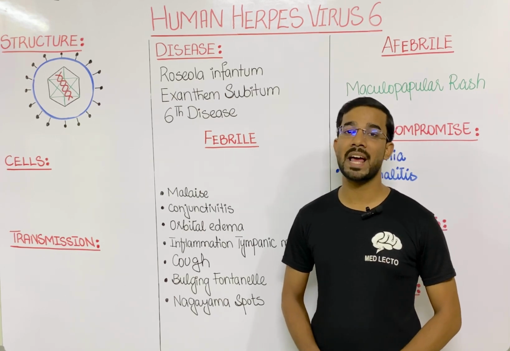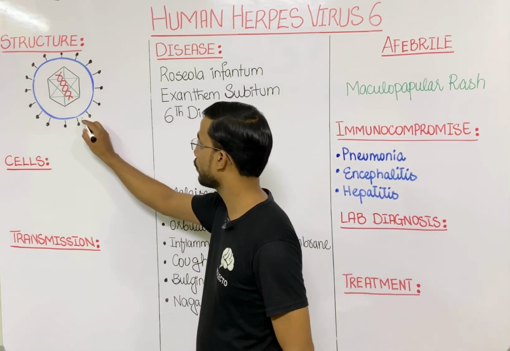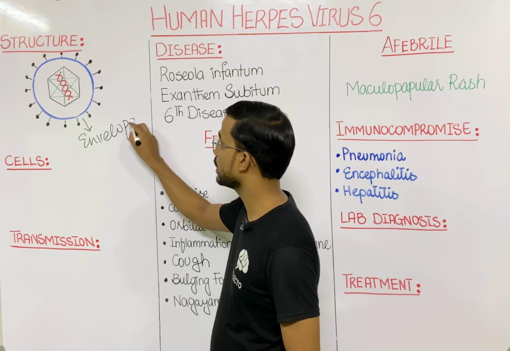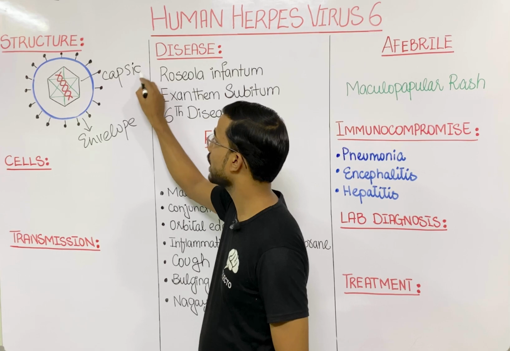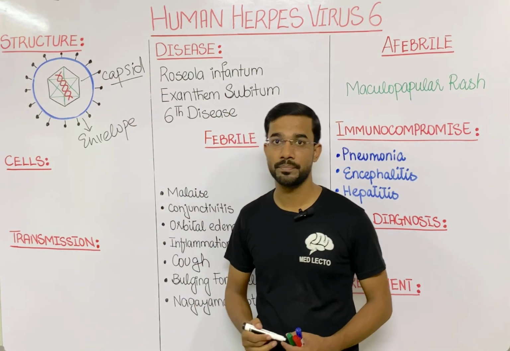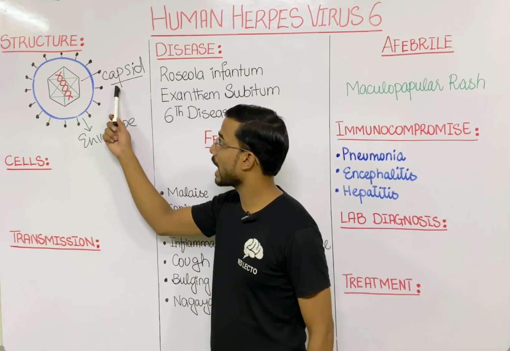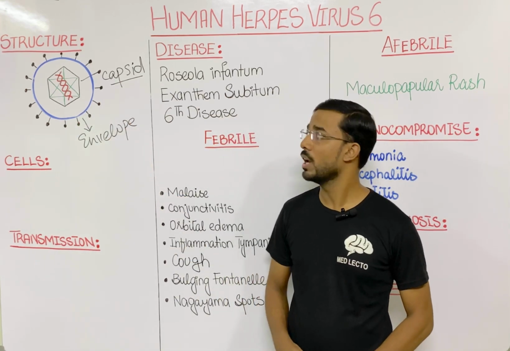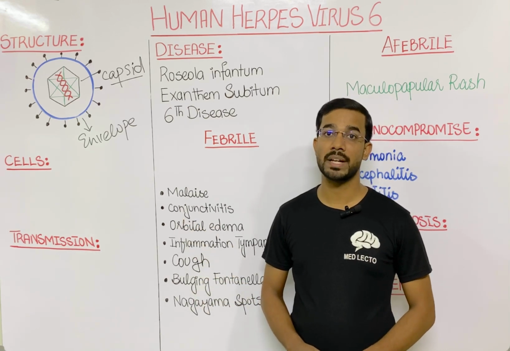So basically, it is an enveloped virus. Outside, you will see the presence of the envelope, and inside you will see the capsid, and that capsid is icosahedral in shape, meaning 20 sides. Inside the capsid you will see the presence of the double stranded DNA molecule. So these are the basic structures of human herpes virus 6.